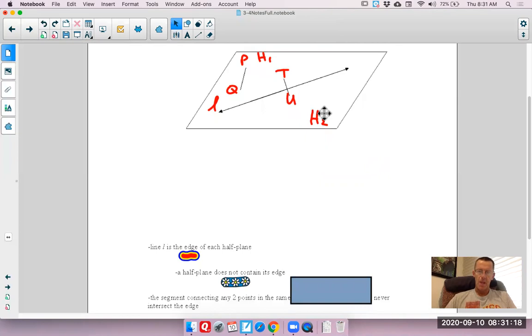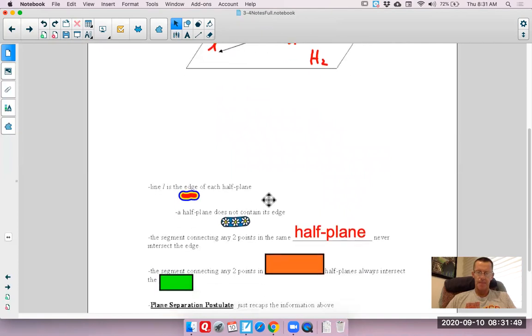Okay, great. The segment connecting any 2 points in the same blank never intersects the edge. Hopefully you said half plane. Where's an example of that? Right here, P and Q. They're both in half plane 1. Does the segment that connects them intersect the edge? No. T and U are in opposite half planes, so their segment would. And different half planes will intersect the edge.